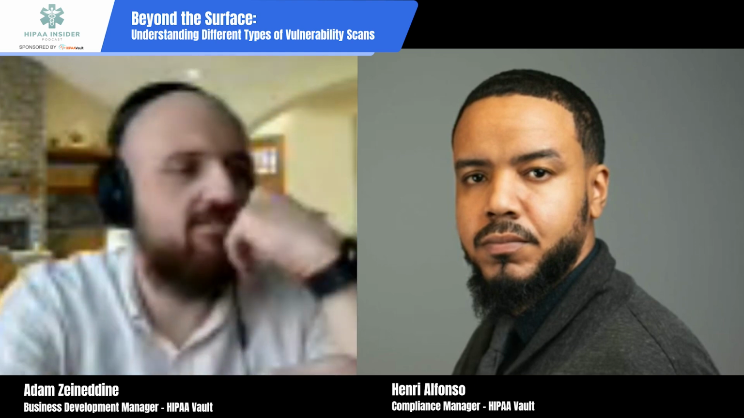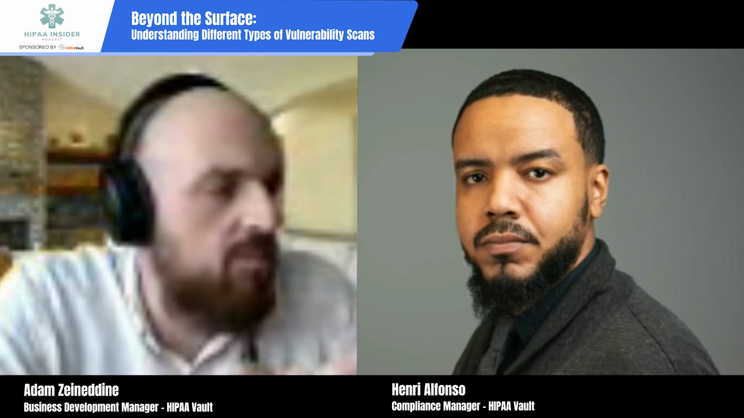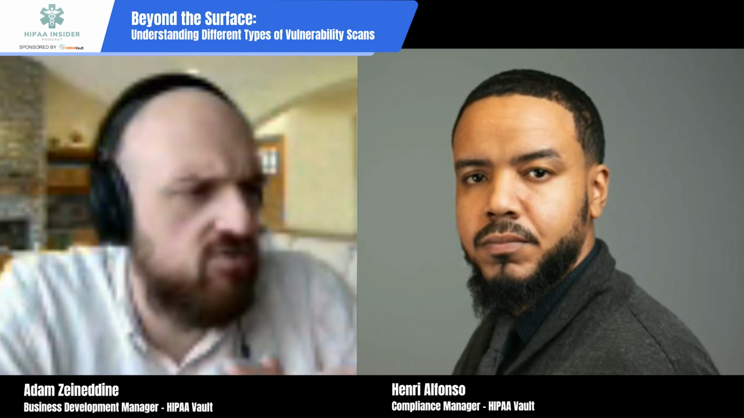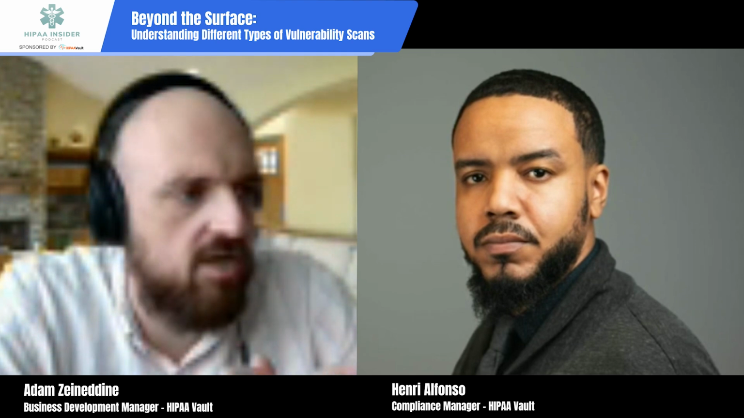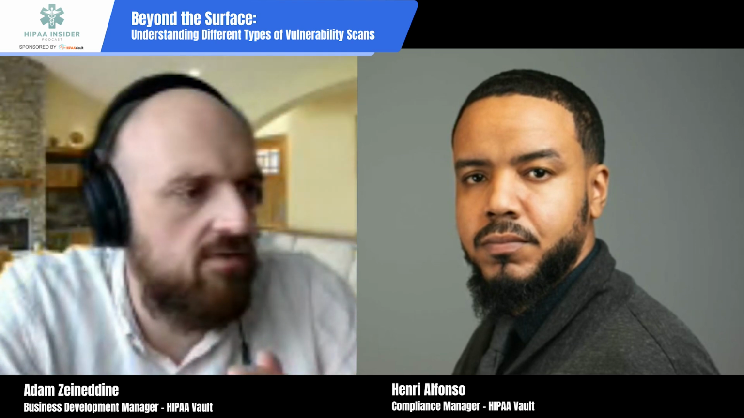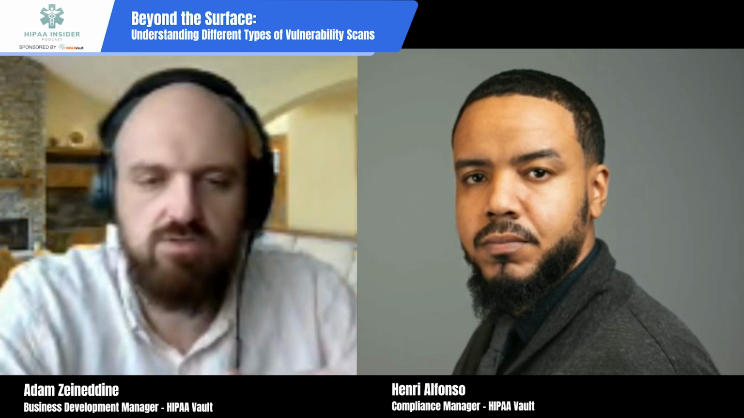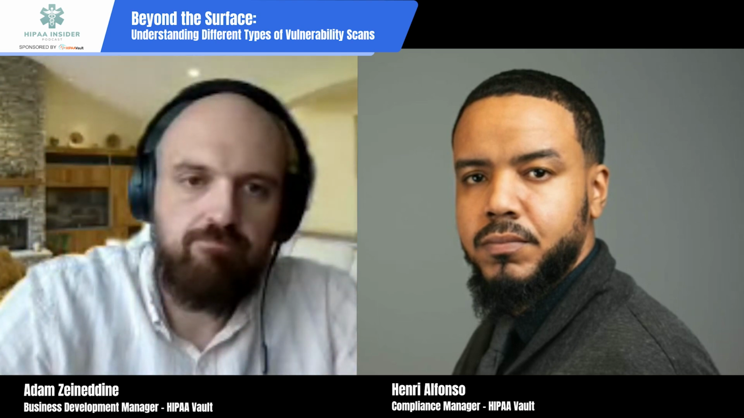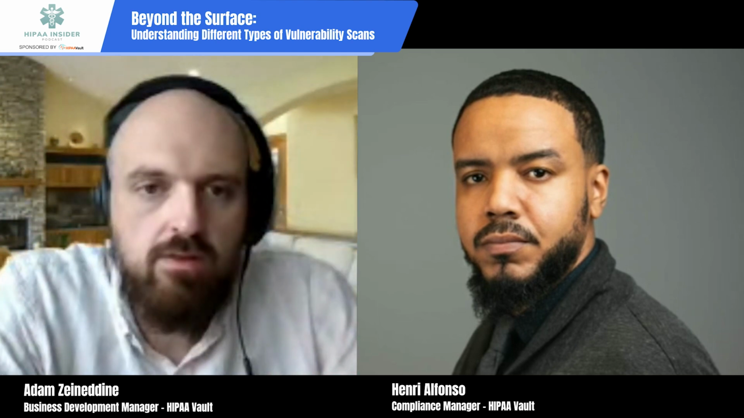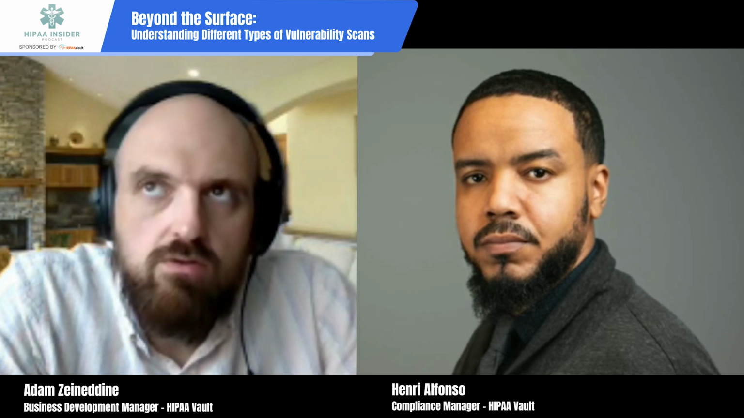So, okay, let's dive into it. So there's a couple of different main types of scans, right? There's three main types of scans, at least when it comes to what HIPAA Vault offers. Could you talk about the three main types? Yeah, sure. So we usually provide authenticated, unauthenticated scans and also web-based scans. Those are usually what we provide as a service here at HIPAA Vault.